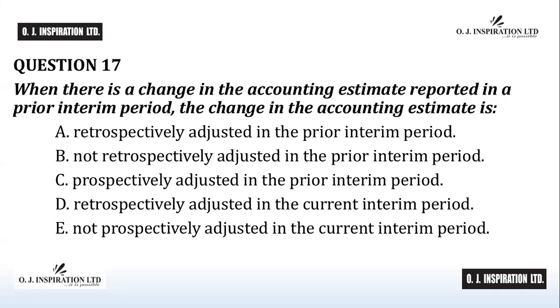Question number 17. When there is a change in the accounting estimate reported in a prior interim period, the change in the accounting estimate is A. Retrospectively adjusted in the prior interim period. B. Not retrospectively adjusted in the prior interim period. C. Prospectively adjusted in the prior interim period. D. Retrospectively adjusted in the current interim period. E. Not prospectively adjusted in the current interim period.